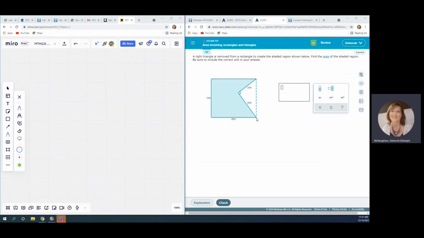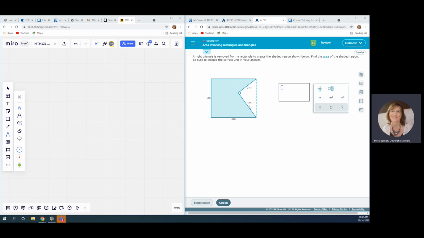Problems when they take a piece out, you're going to have to first find the area of the large shape and then subtract off the area of the smaller shape. That's how this always works. So we have two shapes. We have a rectangle, which is 5 meters by 6 meters. And then we also have a triangle, which is 3 meters by 4 meters.